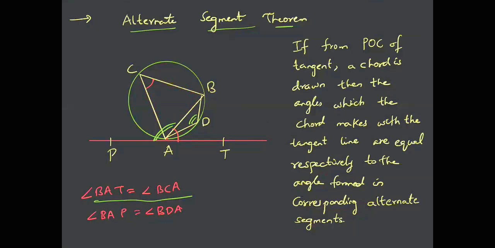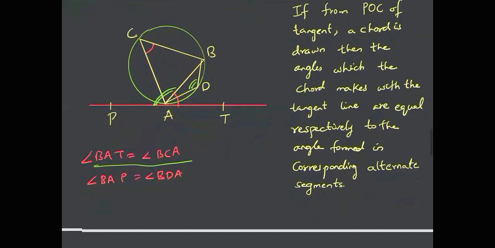So what is the requirement in the alternate segment theorem? That there must be a tangent to a circle and the chord must be through the point of contact. So the angle which this chord makes with the tangent will be equal to the angle made by the chord in the corresponding alternate segment. So let us prove this one. Okay, let us prove it.